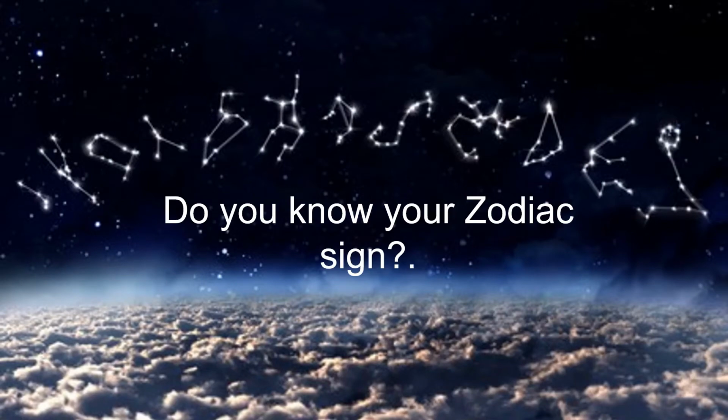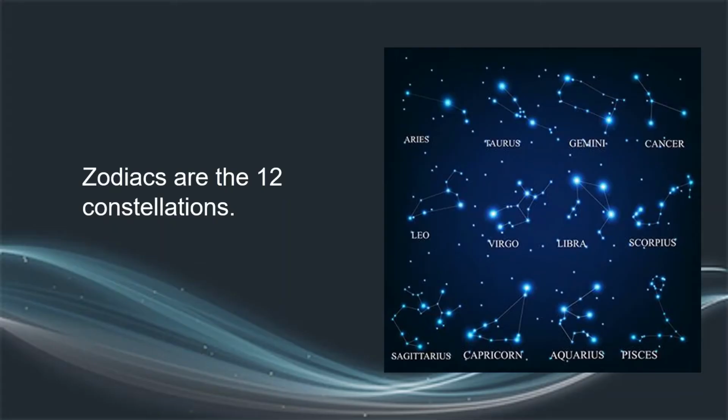Do you know your zodiac sign? Zodiacs are the 12 constellations. We have Aries, Taurus, Gemini, Cancer, Leo, Virgo, Libra, Scorpius, Sagittarius, Capricorn, Aquarius, and Pisces.